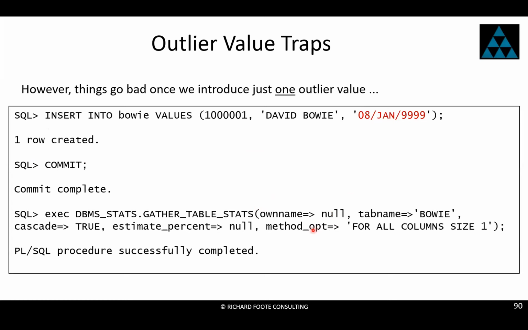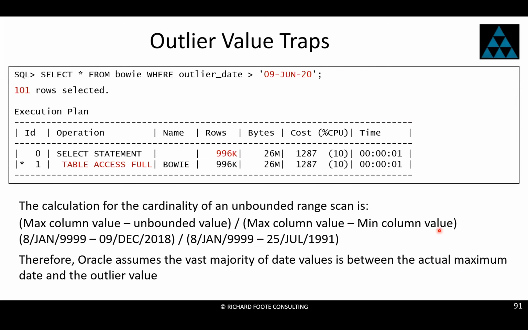Why? Because when I collect statistics, because I've never needed a histogram before, and I've just used manual statistics gathering, I've just said method_opt, get me size 1. Don't worry about histograms, please. I don't need it. I've never needed it before. Now all hell's broken loose. Now I'm not using an index to get me my 101 rows. I'm doing a full table scan.